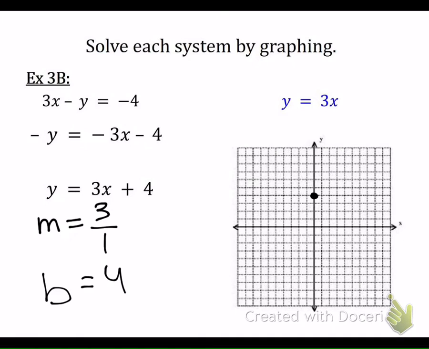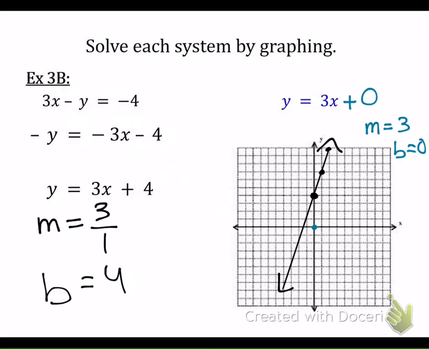All right, I'm going to go what? Up 3, right 1. Up 3, right 1. All right. Next line is already in y equals. If you want to put a +0 on the end to help you see what the m and the b are, go for it. My m is what? 3. My b is what? 0. So I'm going to start at 0.